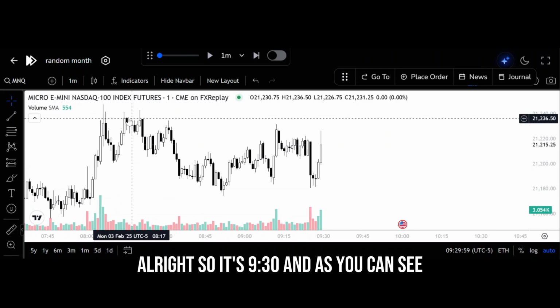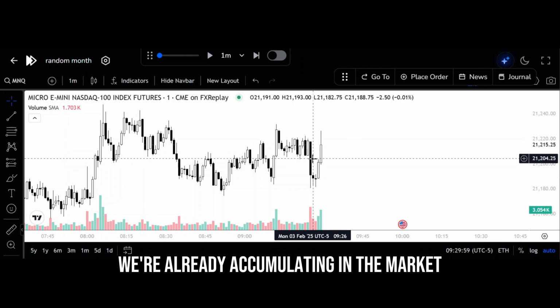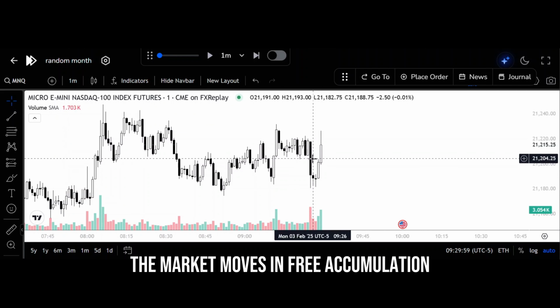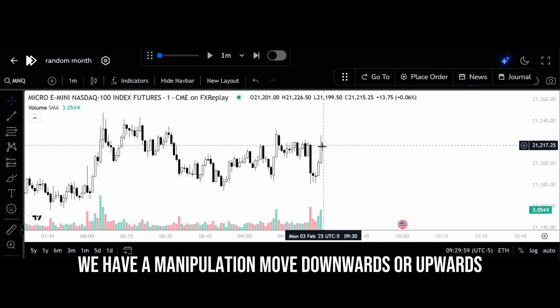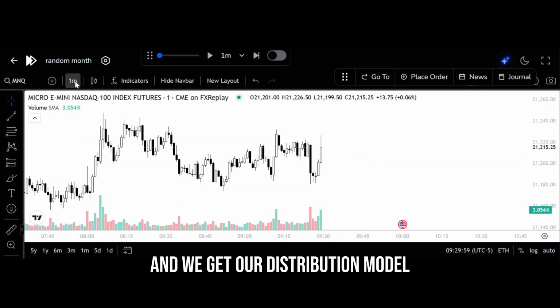Alright, so it's 9:30, and as you can see, we're already accumulating in the market. We love to see that the market moves in accumulation, manipulation, and distribution. Hopefully, we have a manipulation move downwards or upwards and we get our distribution.